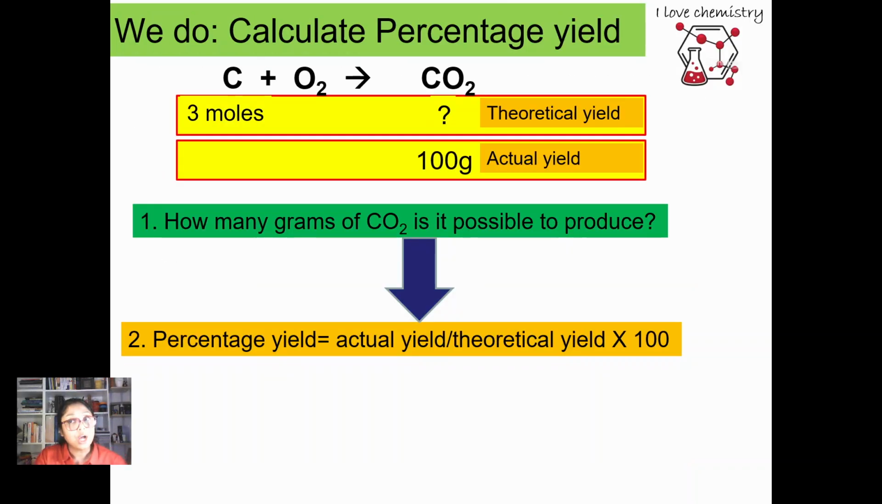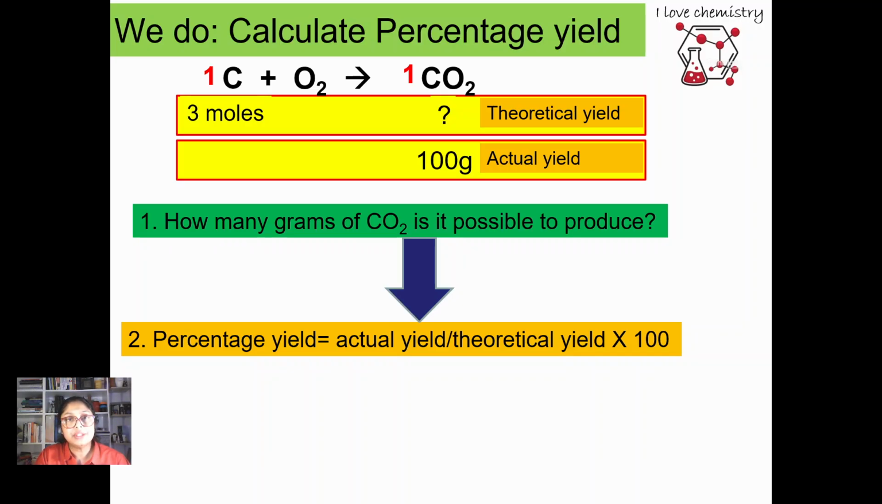Next, this time they have started with 3 moles of carbon. What is the percentage yield? Now, is this chemical reaction balanced? Yes, it is. So 1 mole of carbon reacting with oxygen makes 1 mole of carbon dioxide. Now 3 moles of carbon makes 3 moles of carbon dioxide, isn't it?